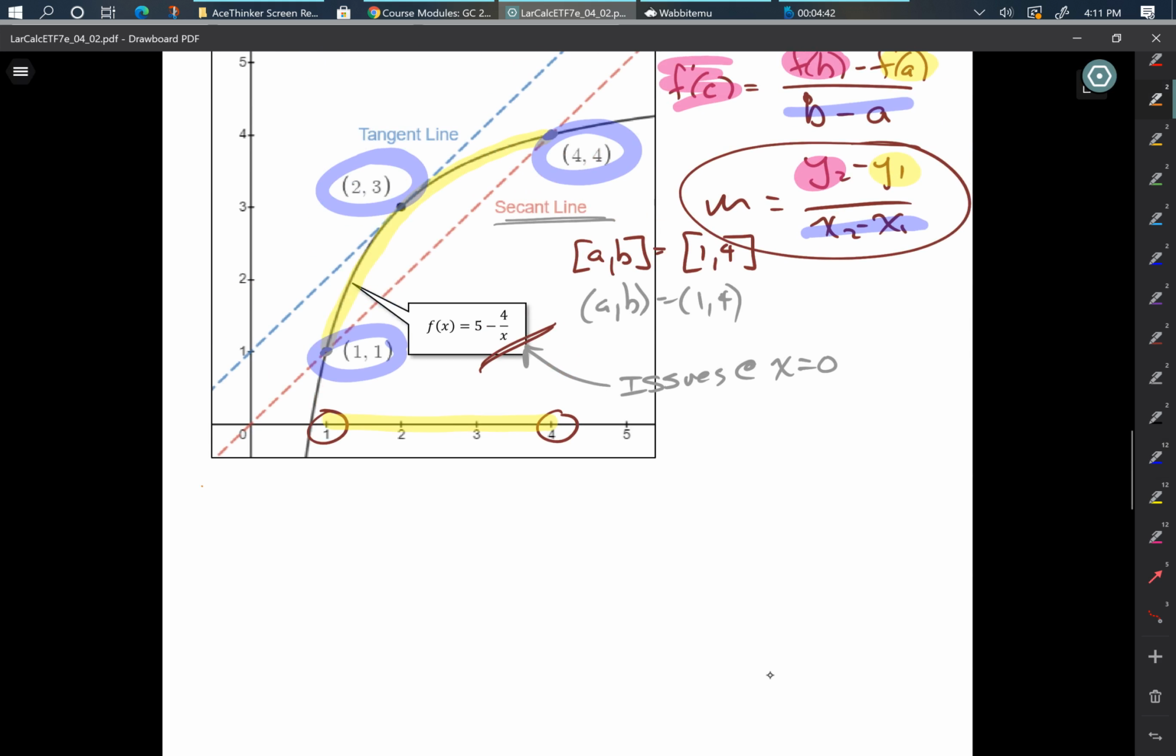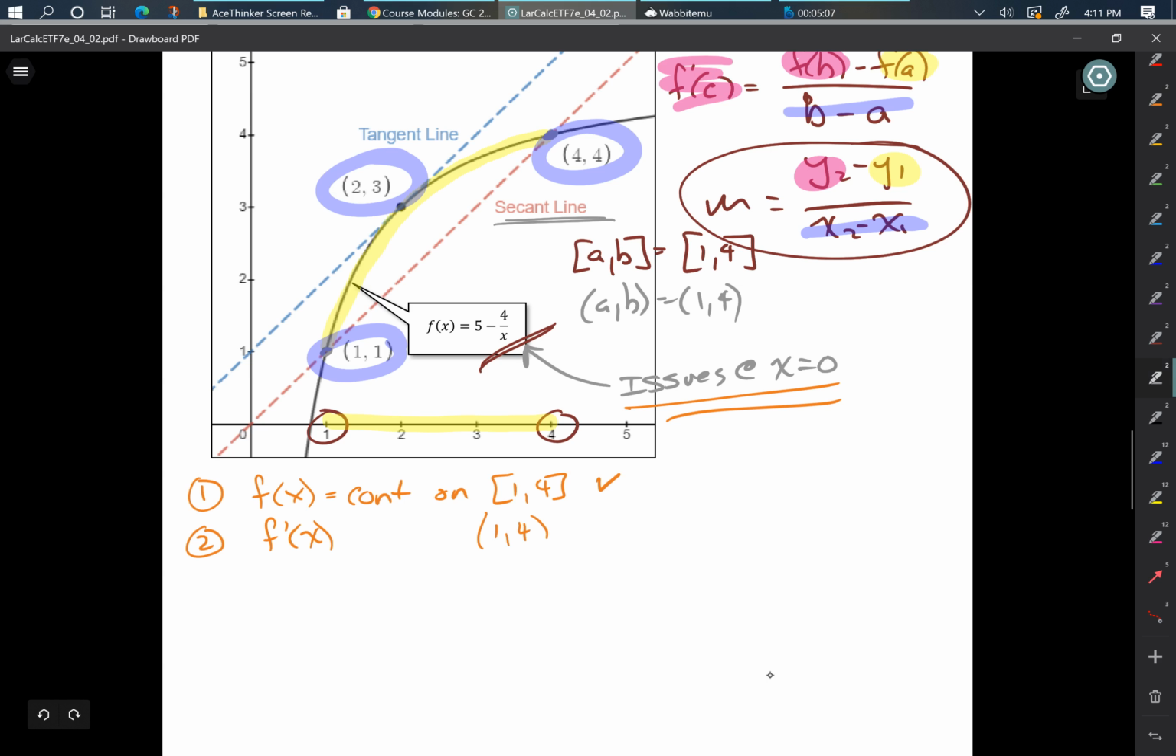First off, the first thing I have to check is: is my function f of x continuous on [1, 4]? And it is. It has issues at 0. It is discontinuous at 0, but it's good everywhere else. Second, does its derivative exist on the interval from 1 to 4? Well, I don't know that one yet, so I'm going to go ahead and find the derivative.